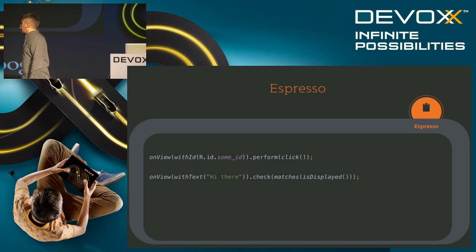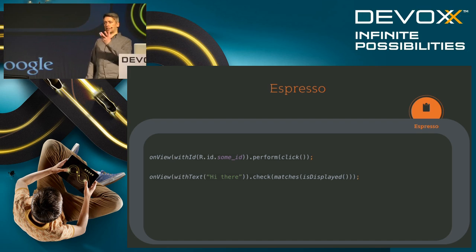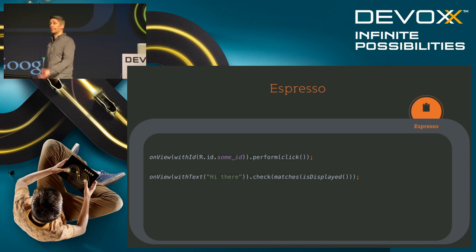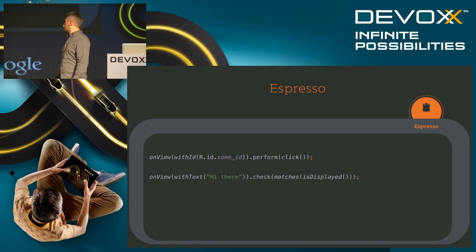Another one is onView, and instead of matching on an ID, let's match on a certain piece of text. So onView withText, and then I do a check matches, and for instance, one of the matchers that we can find in Espresso is isDisplayed. isDisplayed is, by the way, an interesting one. It's not only whether the visible property of the component is set, but also whether the view is visible on the display. So again, super simple code, super understandable.